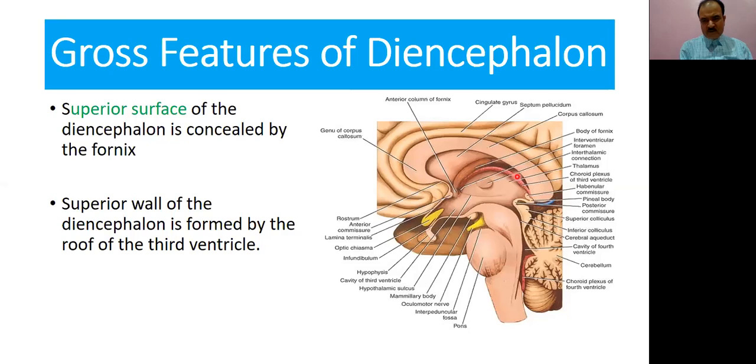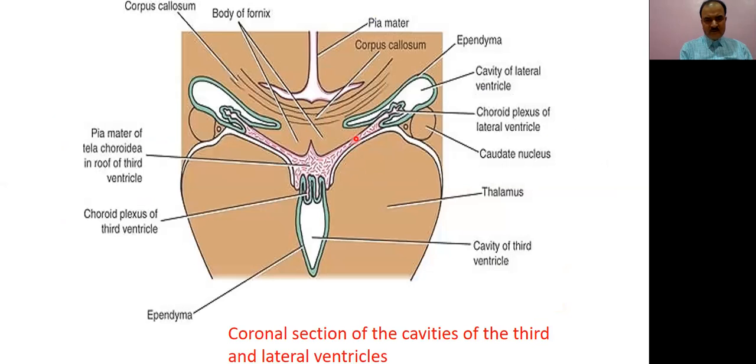Superior surface. You can see this is the superior surface of the diencephalon. It is concealed by the fornix. The superior wall of the diencephalon is formed by the roof of the third ventricle. So we have here the third ventricle, and its roof is formed by the diencephalon. The superior surface of the diencephalon is formed by the roof of the third ventricle. You can see this is the roof of the third ventricle. This is the fornix and this is the corpus callosum.